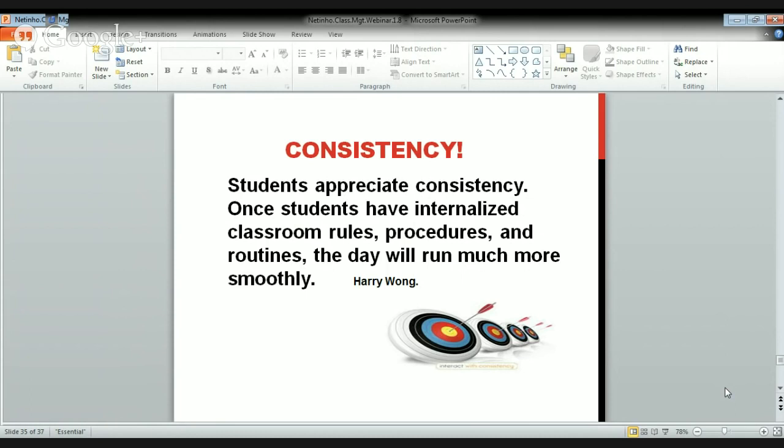And I want just to remember one thing. Classroom management never goes away, but it does get easier over time.